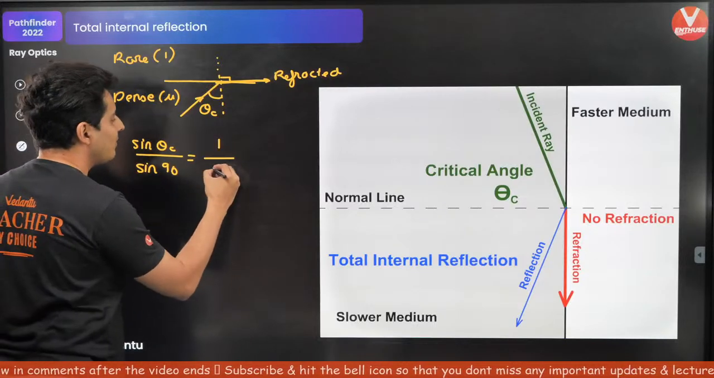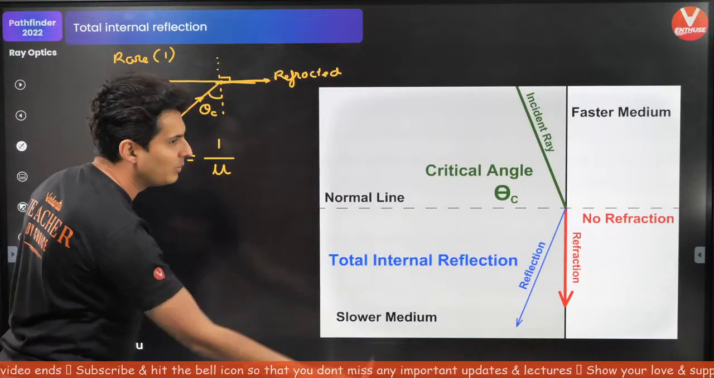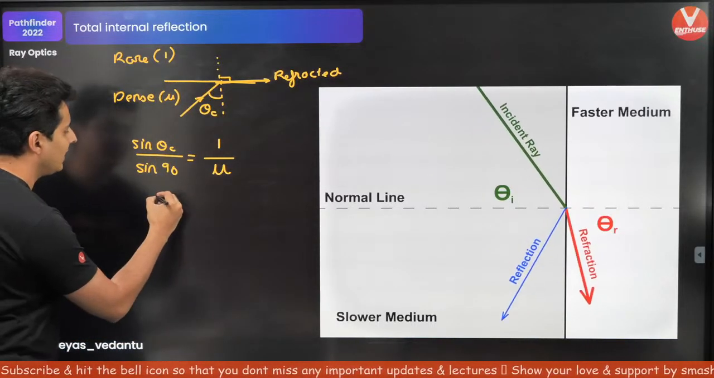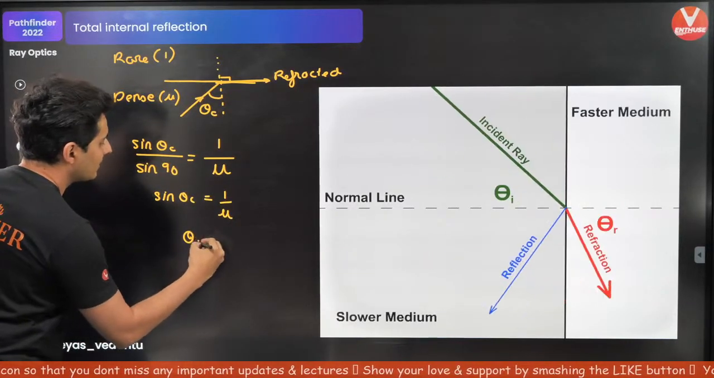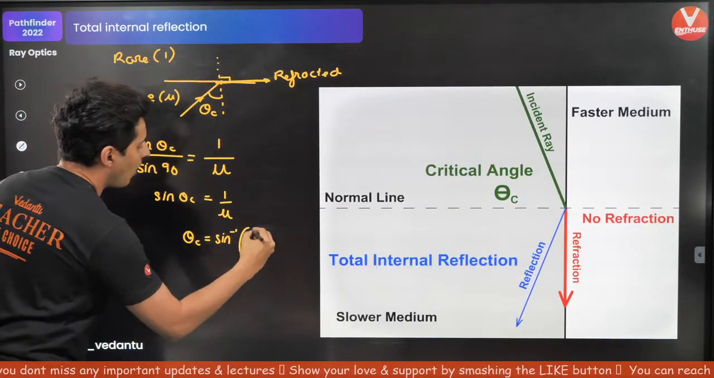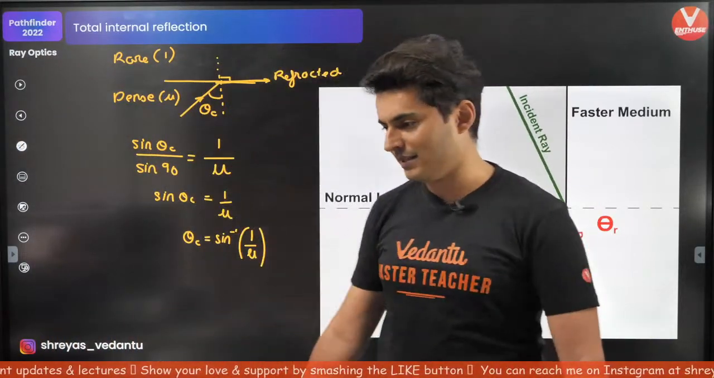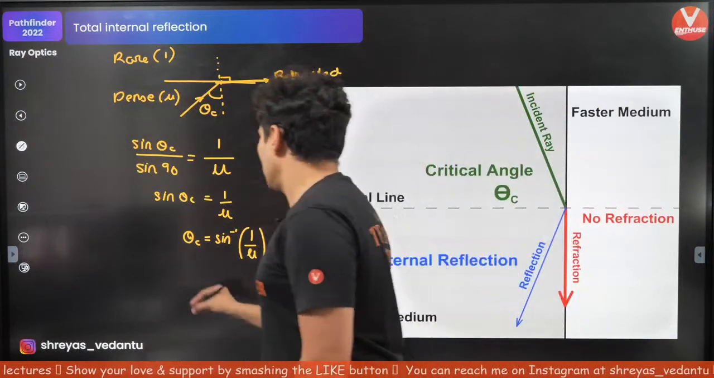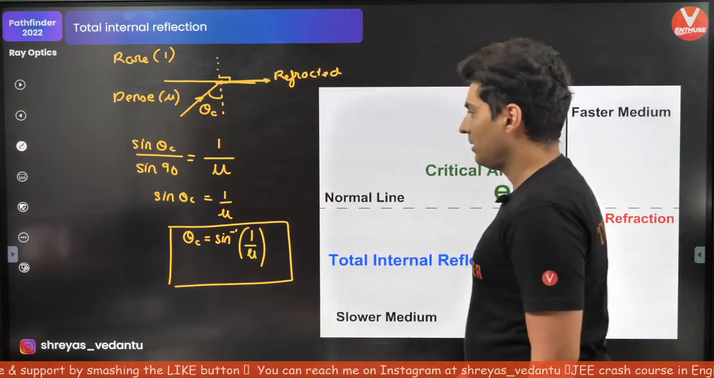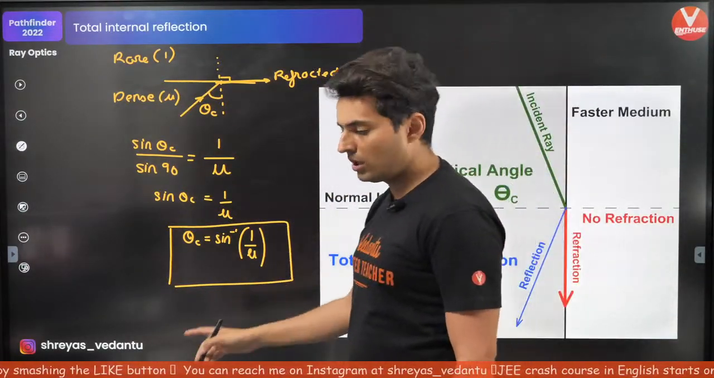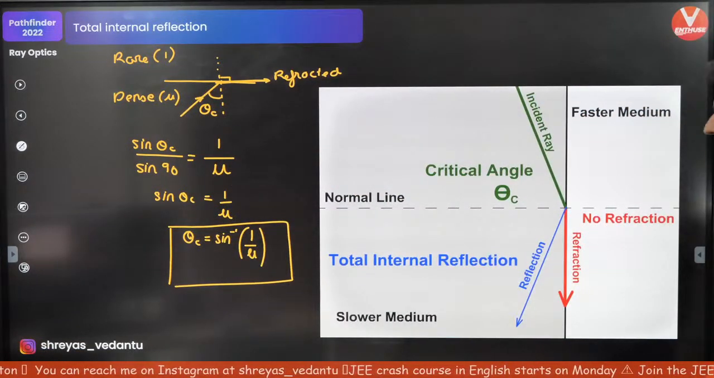Is this going to be mu or 1 by mu? Think about it. It's going to be 1 by mu because you're going from dense to rare. If you're going from rare to dense, it would be mu. This is 1 by mu. So sine 90 is 1. So sine theta c is 1 by mu and therefore theta c will be sine inverse of 1 by mu. Is that clear, my warriors? Very good. So this is your Chalakuti critical formula. Remember this. Moving on to the next one.